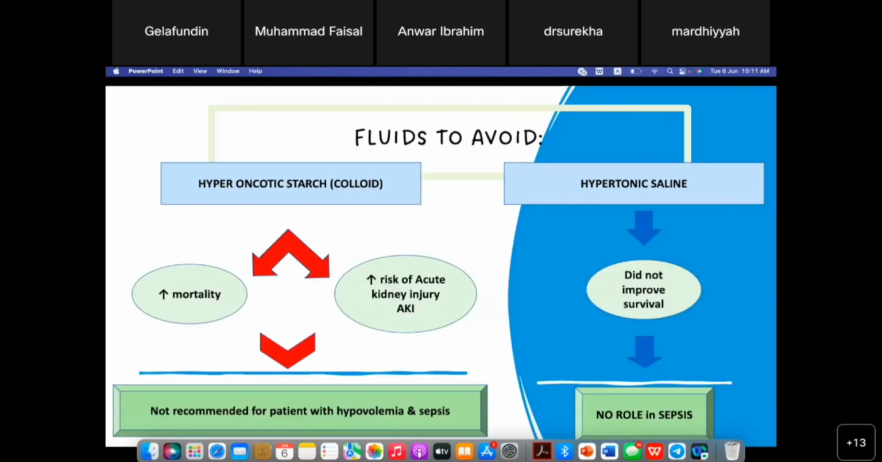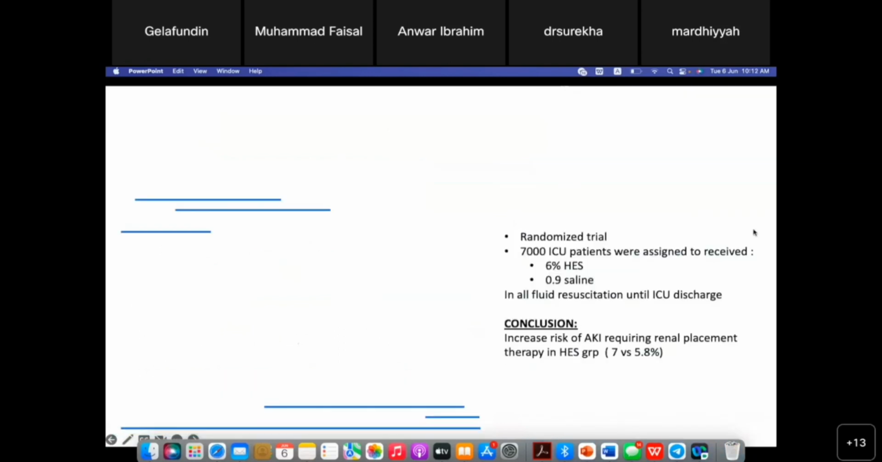Okay, so last but not least, regarding fluid to avoid. Basically we have two types of fluid that we need to avoid. First, colloid solution, hyperoncotic starch. Basically it's not recommended for patients with hypovolemia or sepsis because it will increase the mortality and increase the risk of AKI. And hypertonic saline has no role in sepsis, it doesn't improve survival either. Okay, so this is just the study.